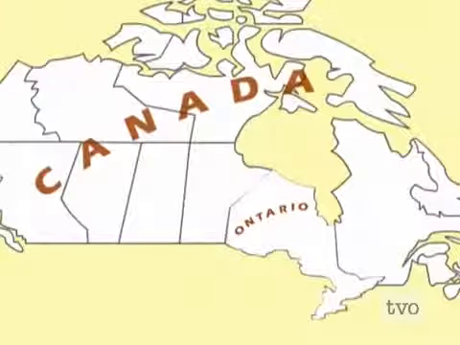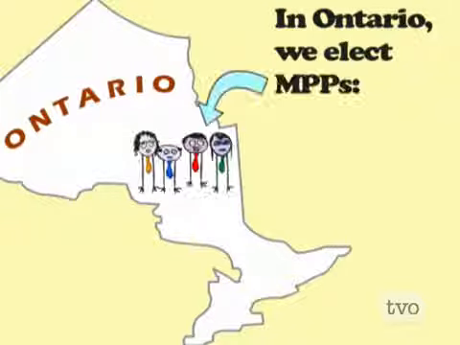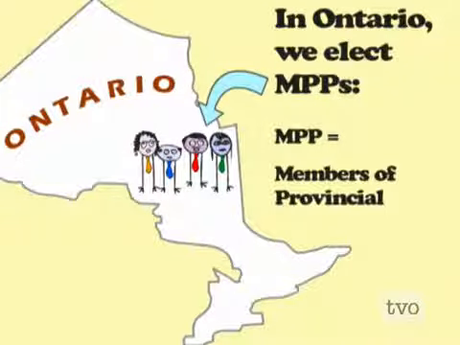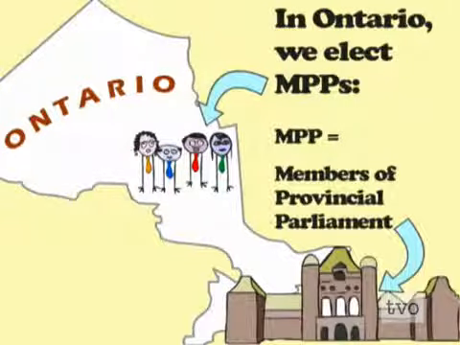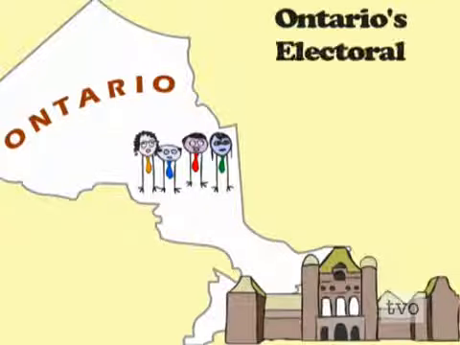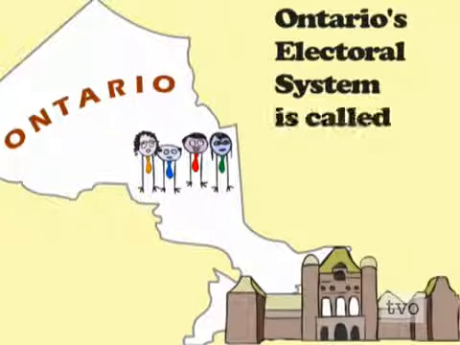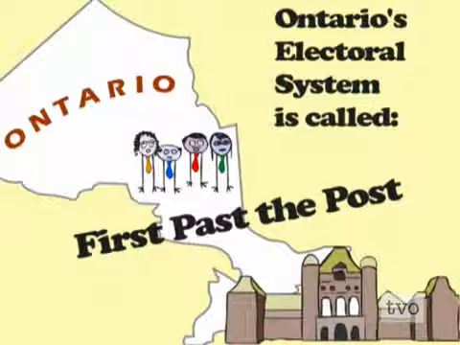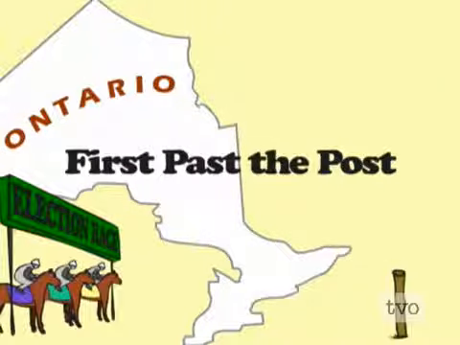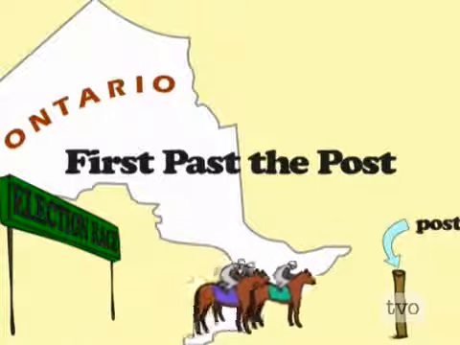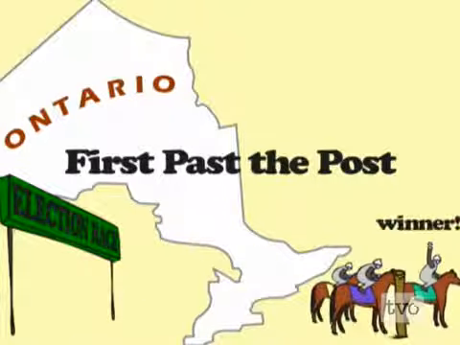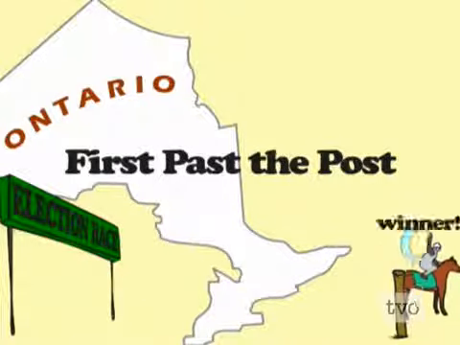Now in Ontario, for a whole lot of years, we've used democracy to choose from our peers our MPPs, our members of provincial parliament. Of course, there's a system behind this election, so now is as good a time as any to mention just what that is. It's called first past the post. First past the post is called that because when we have an election, the winner takes all, kind of like a horse race where only one horse wins.